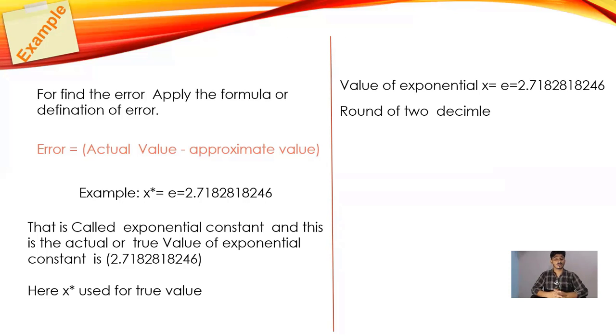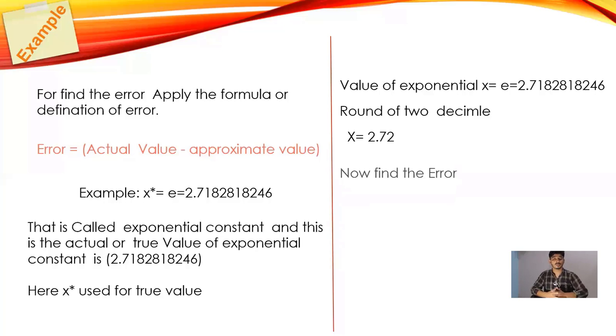So now we are going to round off this number to two decimals. So x is equal to 2.72. So this digit is greater than 5, so we round up. So here the result is 2.74.